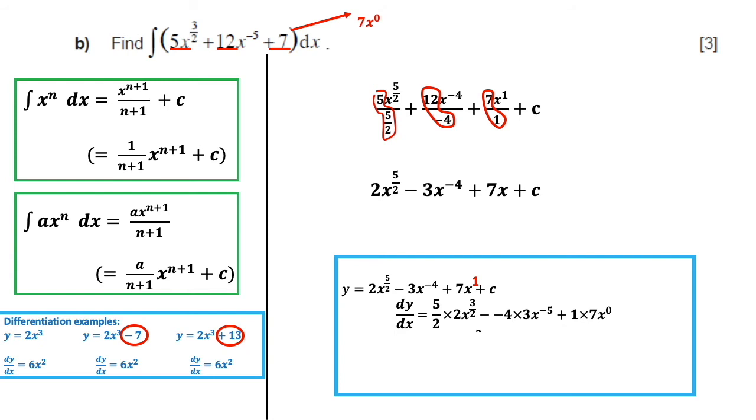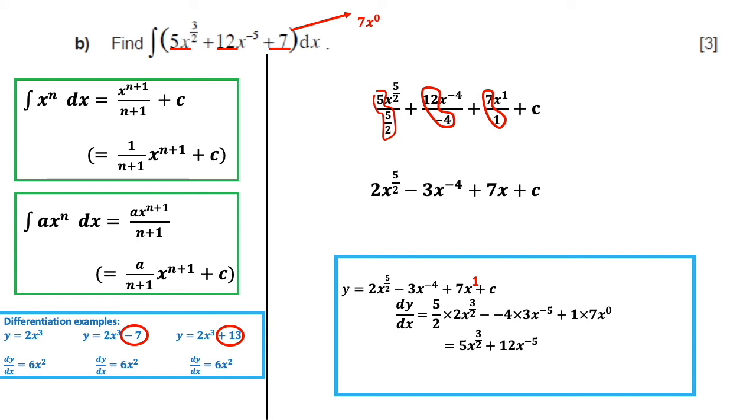If I tidy this up now, if I just simplify, we have 5 over 2 times 2, which becomes 5. And the second term, we have minus 4 times 3, which is minus 12. And then because it's minus 12, it would become a plus 12.